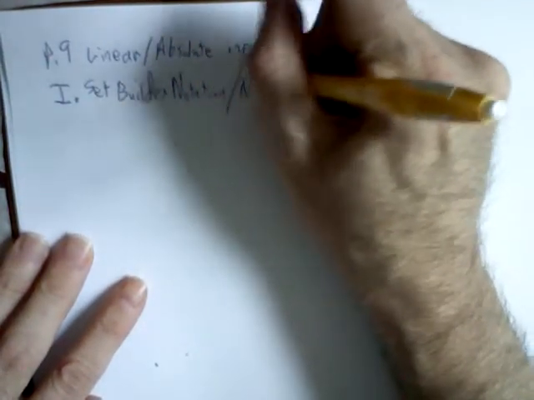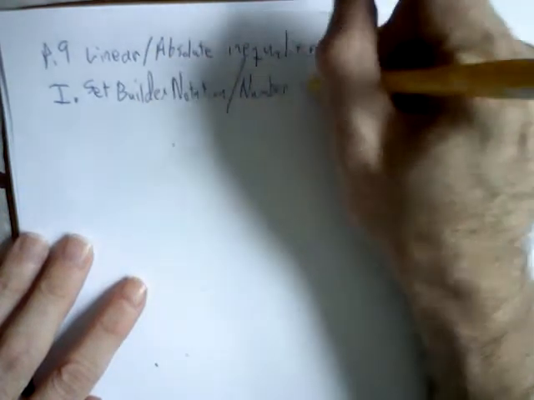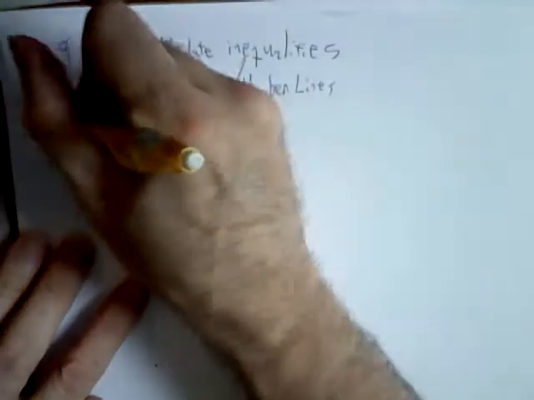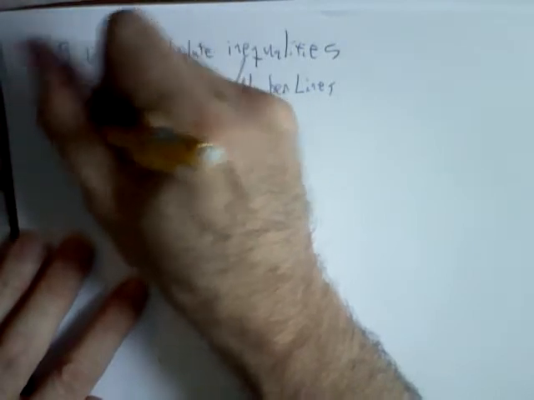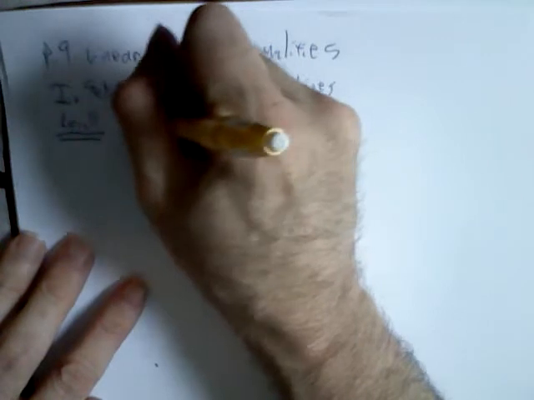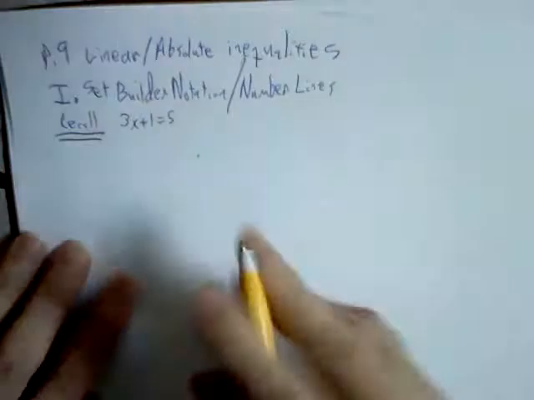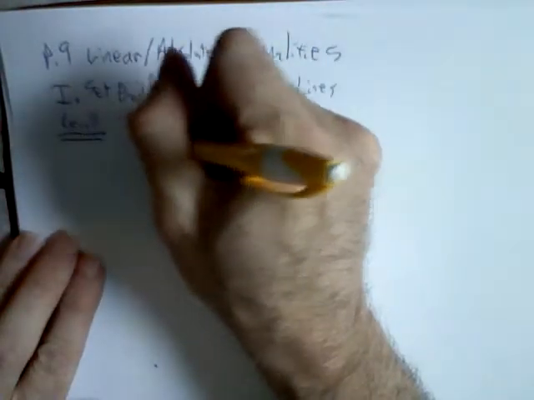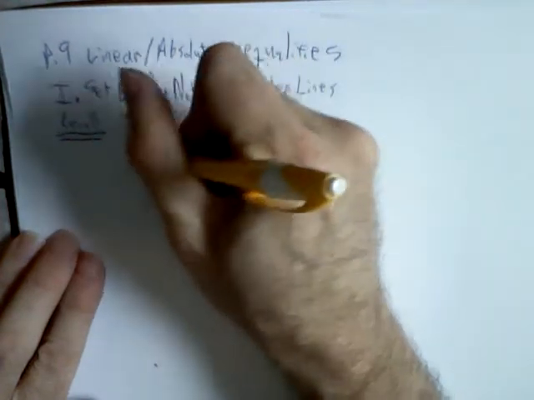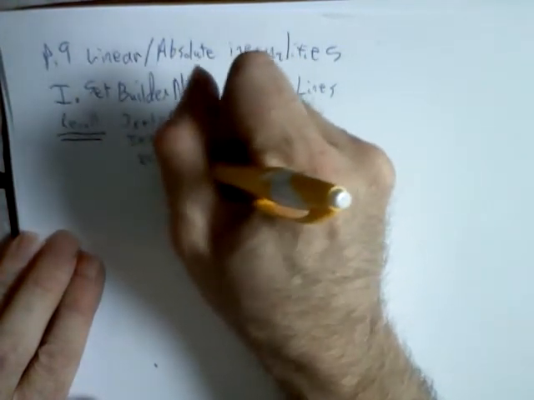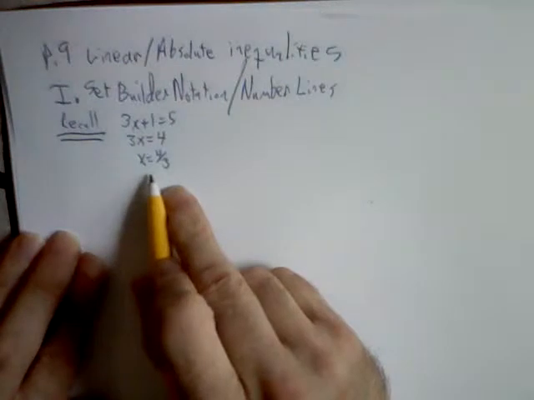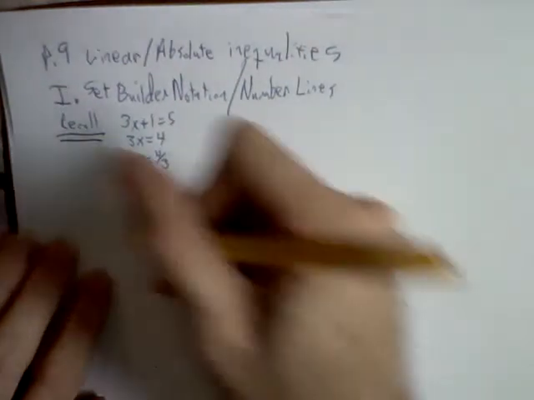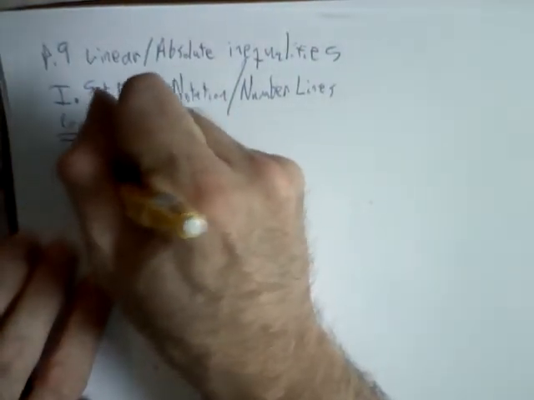And number lines. Okay. So if you recall, back in the day, maybe you played around with solutions to equations like 3x plus 1 is 5. We solve that thing, 3x is 4, so x is 4/3. And it's easy, we just have one solution, so there's not an issue. But now we're going to have multiple solutions.